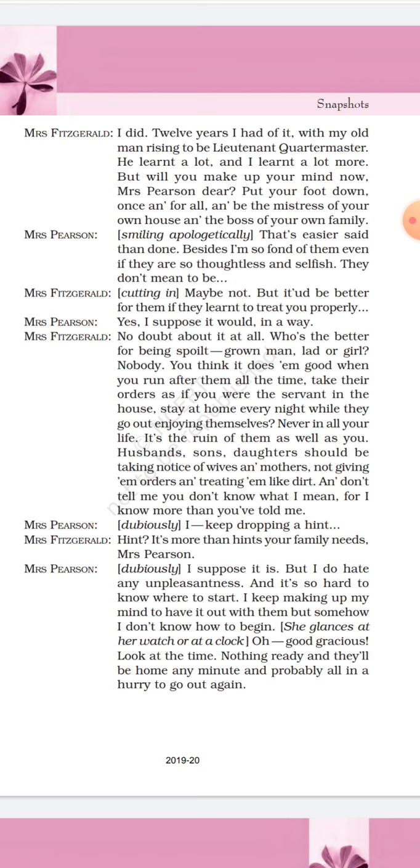She glanced at her watch or at a clock. Oh, goodness gracious, look at the time, nothing ready, and they'll be home any minute, probably all in a hurry to go out again. She said, oh my God, look at the time. They must be coming home, and I have not made anything, nothing is ready, and they will come home and have to go out again. So I have to take care of this. Better I go home.